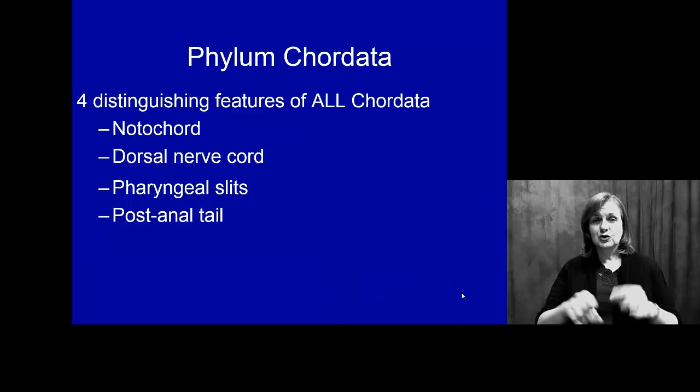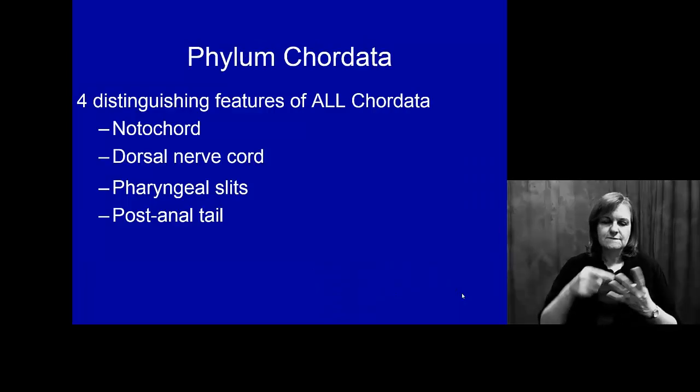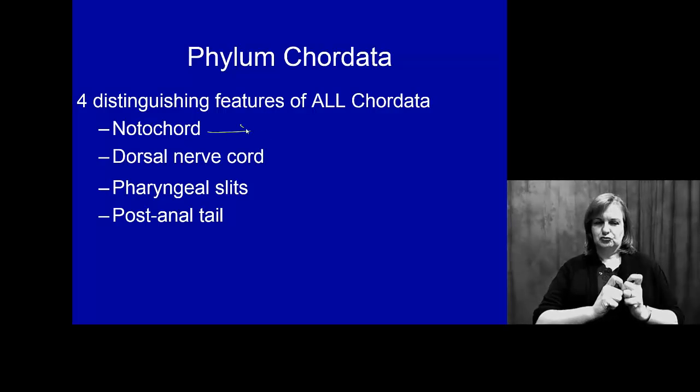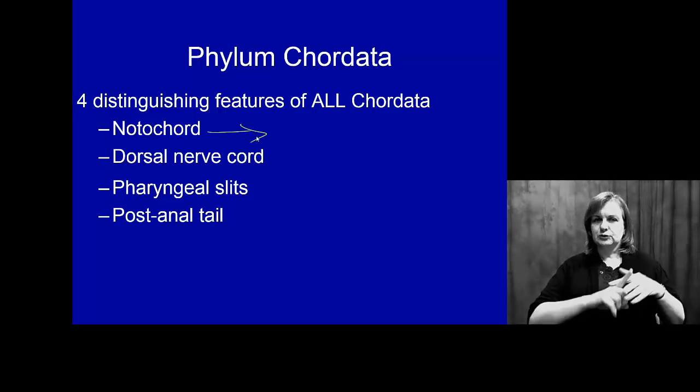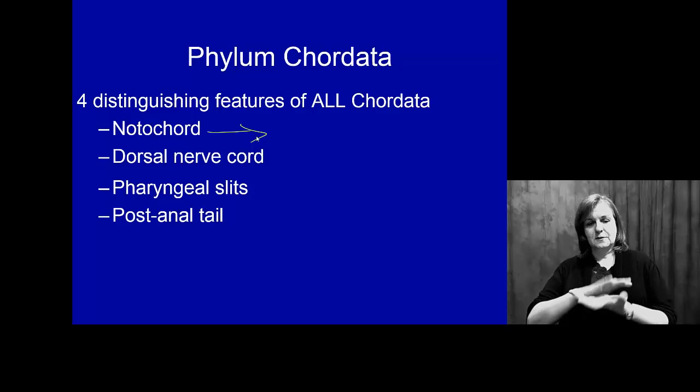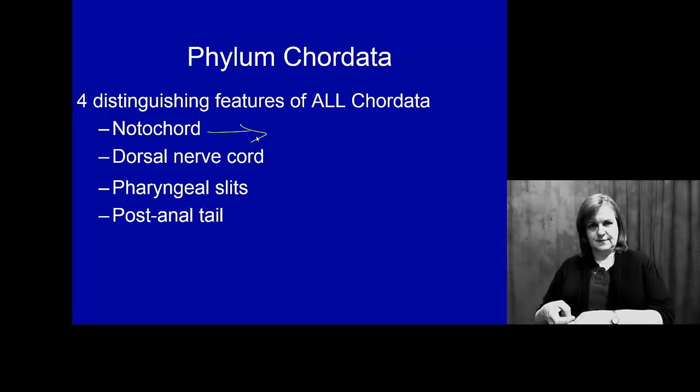So in development, there are four features that are common to every single chordate. One is a notochord. That's first and foremost. This is formed during development, very early on, and it will give us structure and support, and in adult forms for our vertebrates, it will become part of our vertebral column.